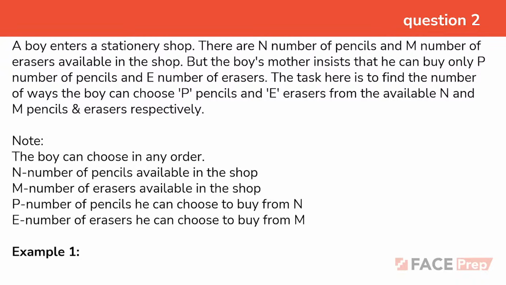What are the inputs over here? Let's try to understand. First, we have N. N is the number of pencils available in the shop. Next, we have M. M is the number of erasers available in the shop. Next we have P. P is the number of pencils he can choose to buy from the N. And also we have E, the number of erasers he can choose to buy from M. These are the inputs given.